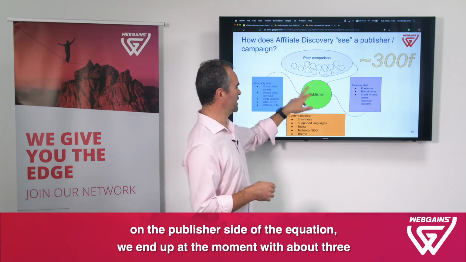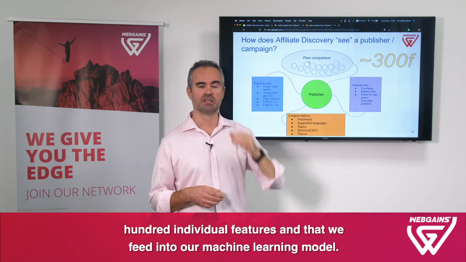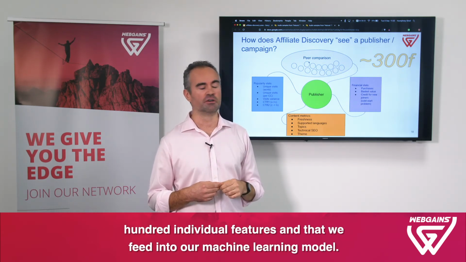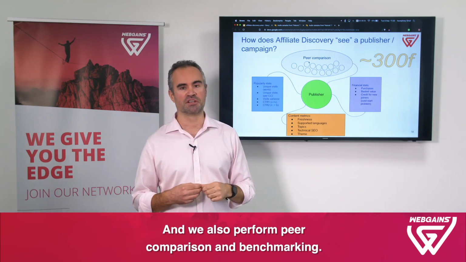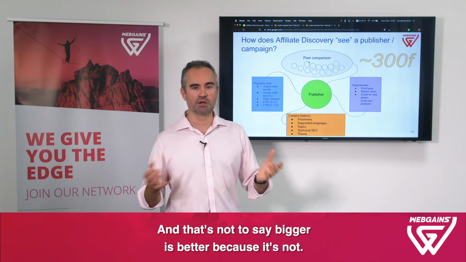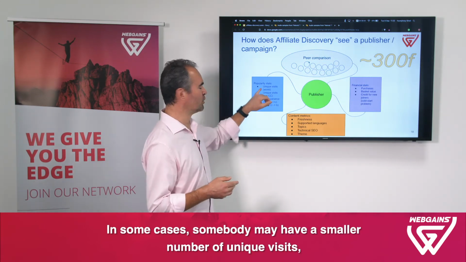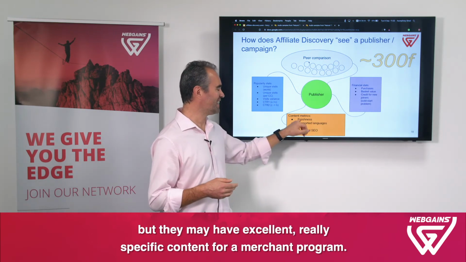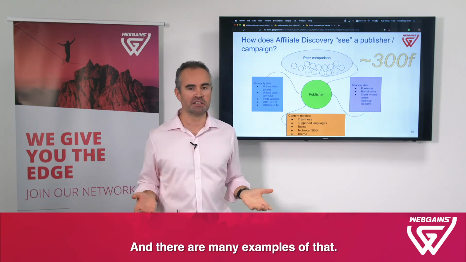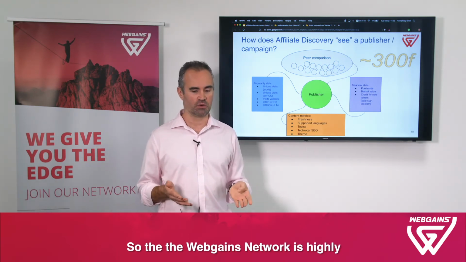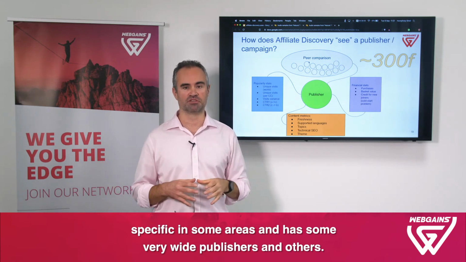So on the publisher side of the equation, we end up at the moment with about 300 individual features that we feed into our machine learning model. So quite a few. And we also perform peer comparison and benchmarking. That's not to say bigger is better, because it's not. In some cases, somebody may have a smaller number of unique visits, but they may have excellent, really specific content for a merchant program. There are many examples of that. So the Webgains network is highly specific in some areas and has some very wide publishers in others.